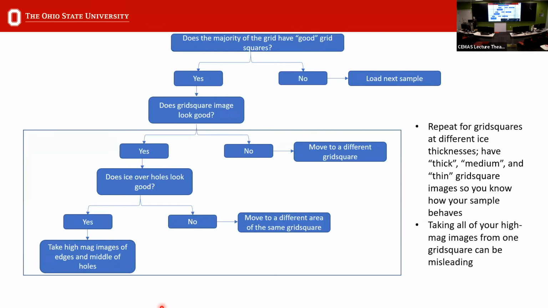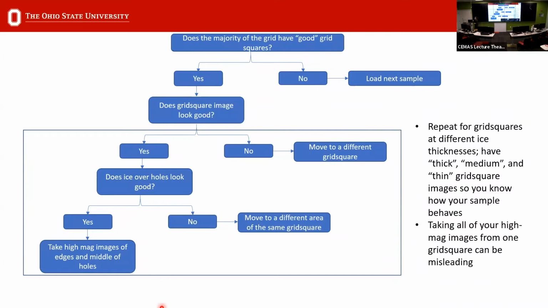As I'm screening, these are a few questions that I ask myself during the process. So the first question I ask is, does the majority of the grid have good grid squares? And for good grid squares, it's a matter of ice thickness. If the answer to that question is no, I immediately load the next sample and don't waste time. If the majority of the grid looks good, then I move on to the next setting in EPU, which is the grid square map. So EPU provides a way to quickly move through magnification and imaging settings.